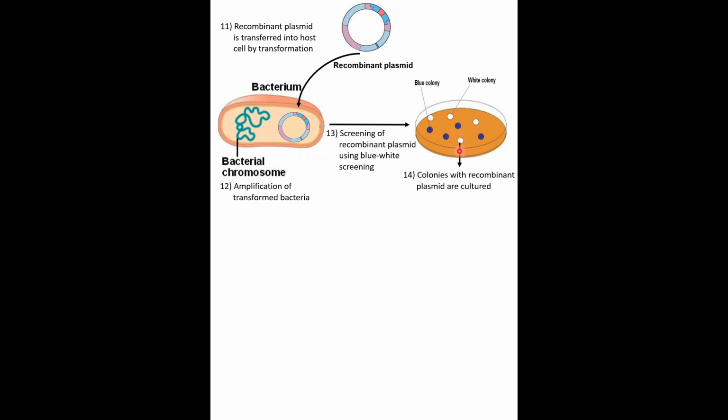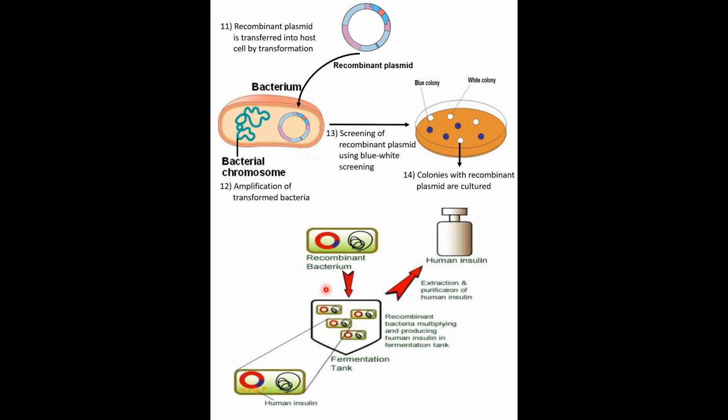In here, the white colonies have recombinant plasmid. So these colonies are cultured. The amplification of recombinant bacteria occurs in the fermentation tank. In here, the insulin gene will be expressed to produce insulin. So these are the human insulin. Lastly, the human insulin is extracted and purified from the E. coli. So this is the product.